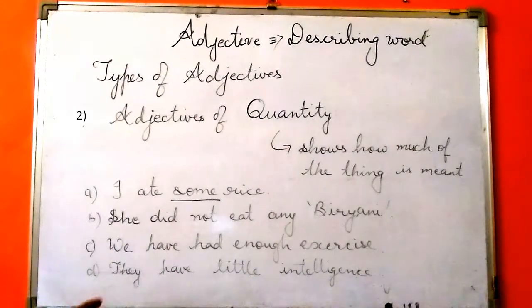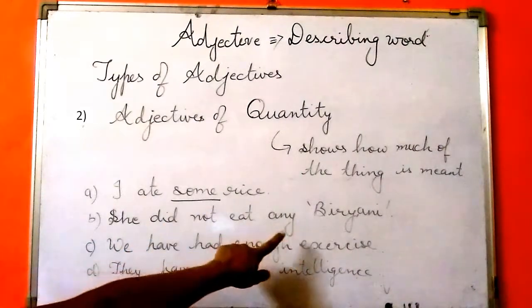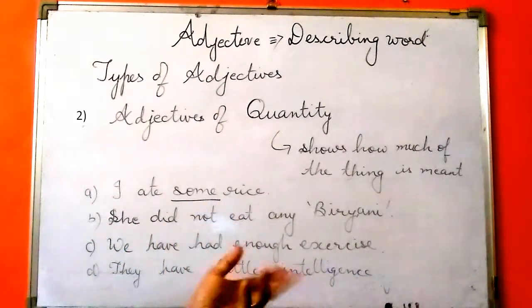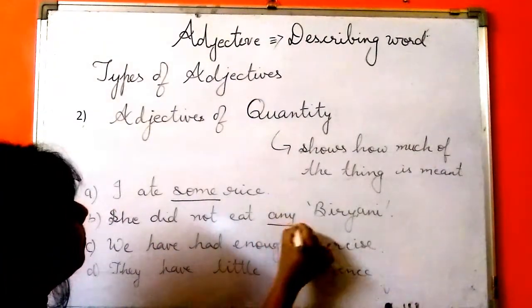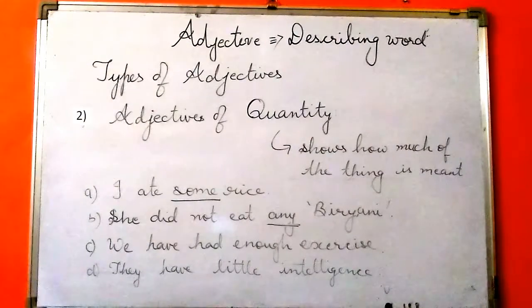Okay, let us look at this. She did not eat any biryani. That means how much she did not eat? Any. She did not eat any. Nothing. Not even little. Not even some. So, your adjective is any. Look at the next one.